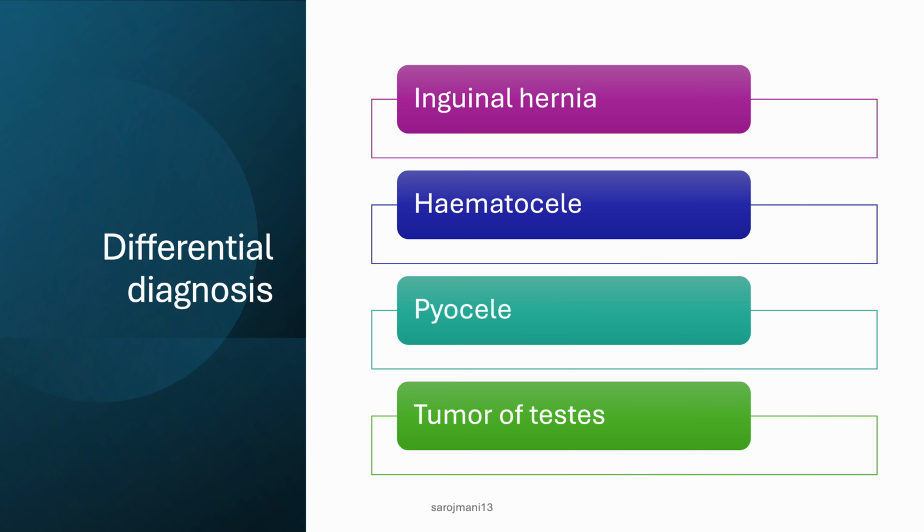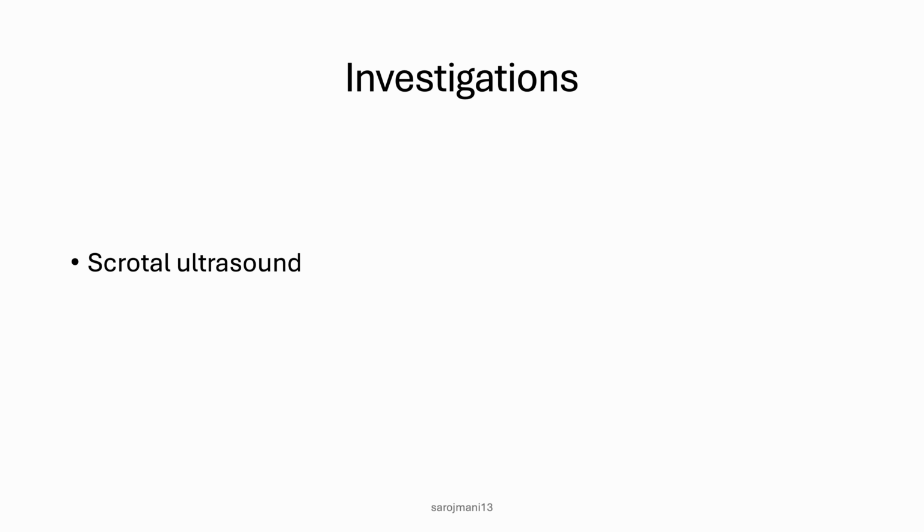The differential diagnosis of hydrocele includes inguinal hernia; hematocele, which means there is accumulation of blood; pyocele, the accumulation of pus; and tumor of testis, which may mimic hydrocele. So these are the differential diagnoses of hydrocele. The investigation of choice is the scrotal ultrasound, USG scrotum, where we can see the accumulation of fluid.